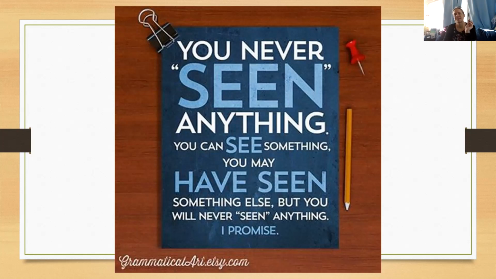So, for the word seen, you do have to have that helper verb. Have, as in you have seen, or I have seen, or she has seen. Make sure you have the correct one, the correct variation to go with that.